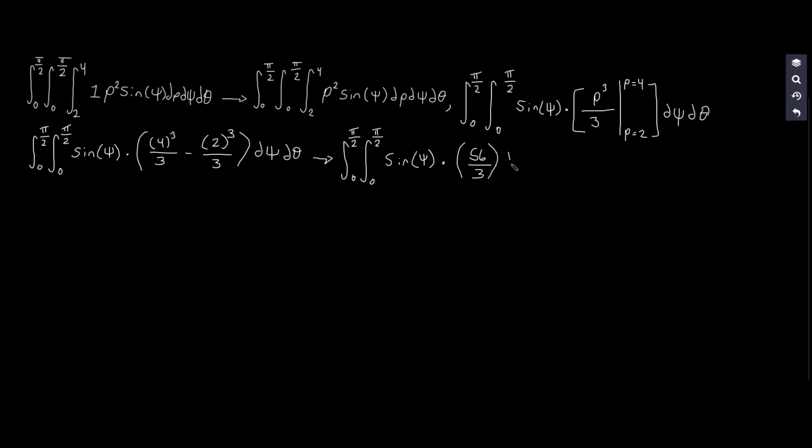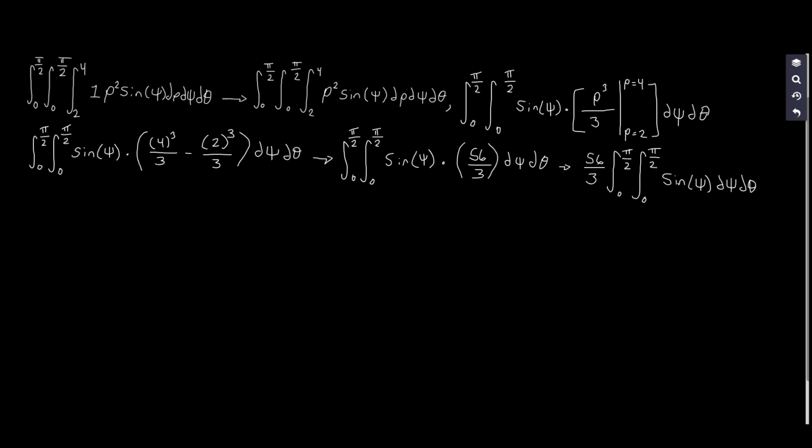Well, that's in the integrand. This is going to be integration with respect to psi and theta. And, well, you'll notice that 56 over 3 is a constant, meaning we could just factor that out of the integral entirely. Both integrals. 56 over 3 times the definite integral from 0 to pi over 2 times the definite integral from 0 to pi over 2 of sine of psi, integration with respect to psi, and integration with respect to theta.